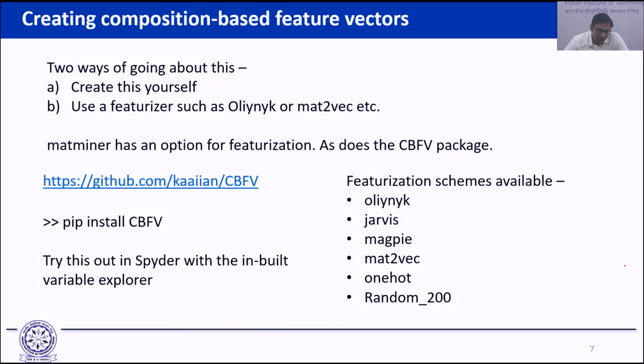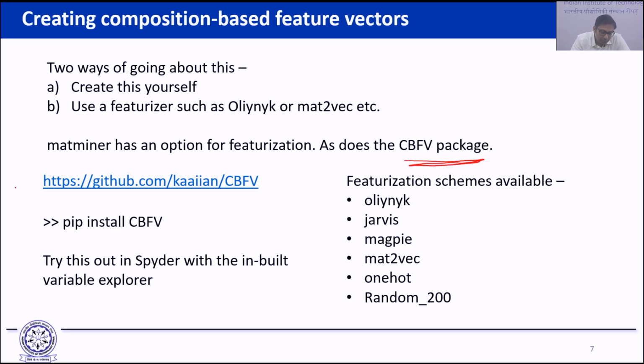So there are a couple of ways of going about this. You can create these composition based feature vectors yourself, or you can use a featurizer such as Olenek or Mat2Vec. We are going to talk a little bit about Olenek, Mat2Vec, and other types of featurizers in the next video, in the second part of this lecture. We also had a short discussion on MatMiner, and MatMiner also has an option for featurization, and then one can also use this CBFV, the composition based feature vector package.